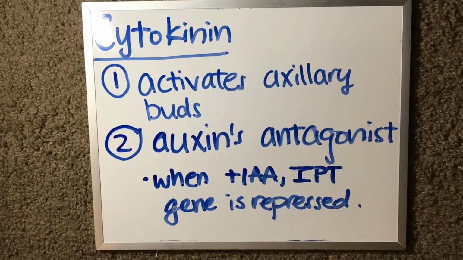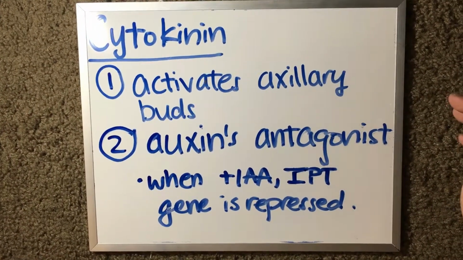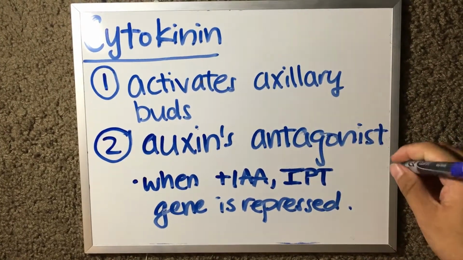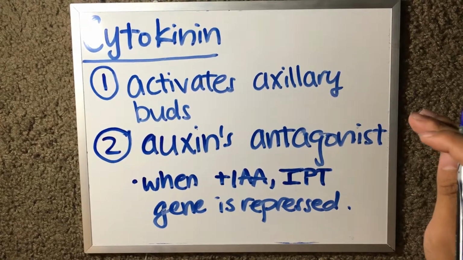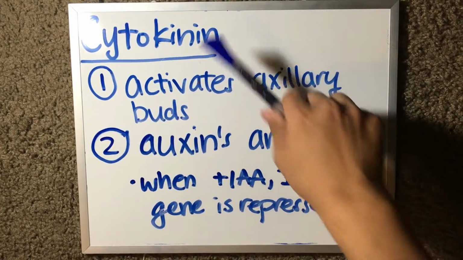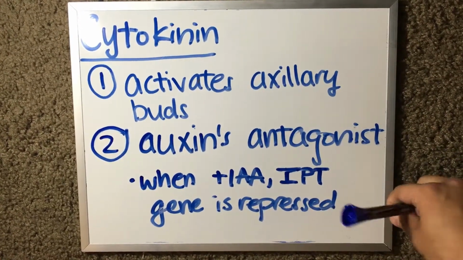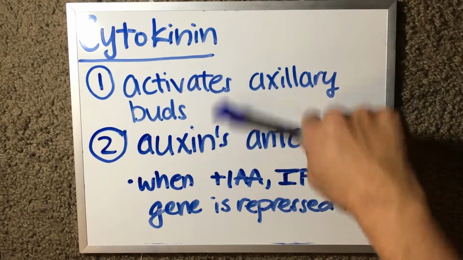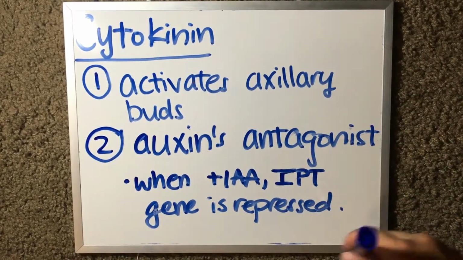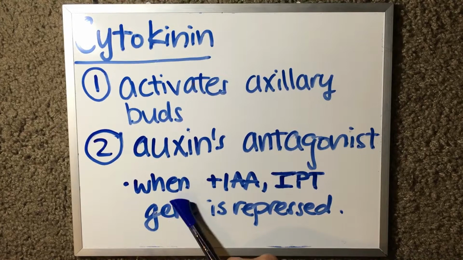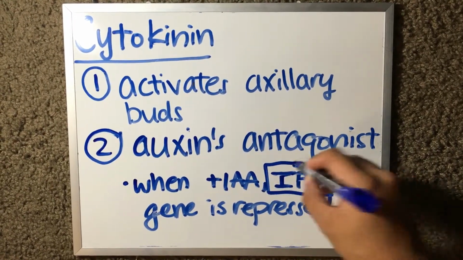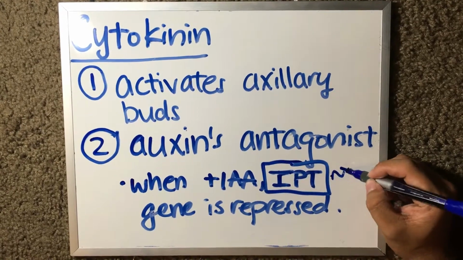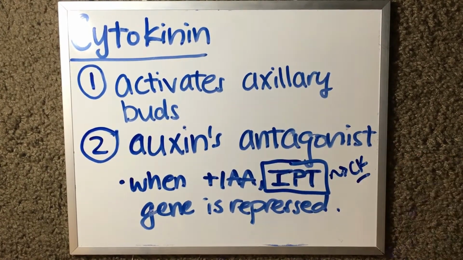Another hormone we'd like to introduce that plays a role in apical dominance is cytokinin. First of all, cytokinin activates axillary buds, which we will show more in detail later. In addition, cytokinin is auxin's antagonist. Basically, these two hormones work in opposite of each other. This is shown in an experiment when auxin is added to a plant. The IPT gene, responsible for the biosynthesis of cytokinin, is repressed.